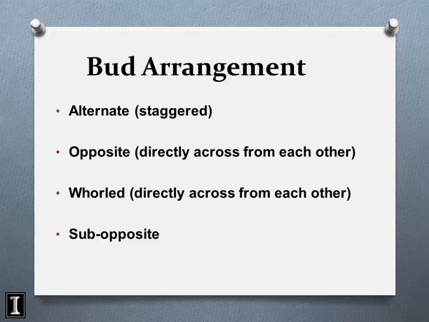Whorled, basically you have three buds wrapped around the twig. They're all opposite of each other, but there's three of them instead of two. We call that whorled. There's only one tree species I know of that has whorled. It's catalpa. And then you have something called sub-opposite. A lot of authors in their tree ID books and keys don't even use the term sub-opposite. But the reason I've resurrected it is because buckthorn has become a huge problem. Now, it's been a huge problem. But buckthorn has sub-opposite bud or leaf arrangement.